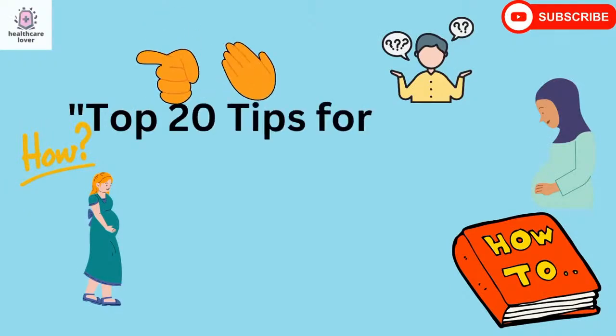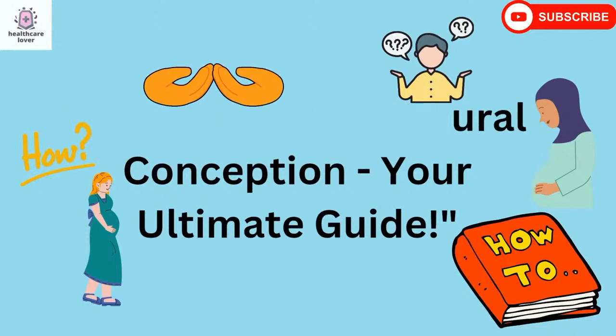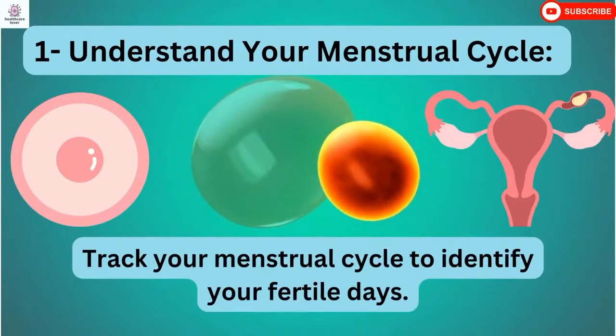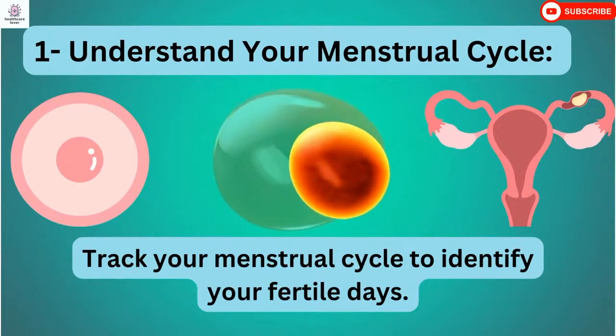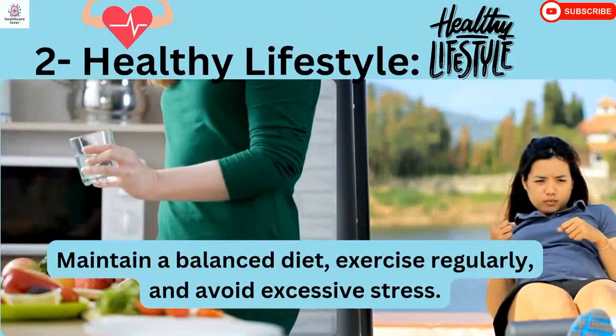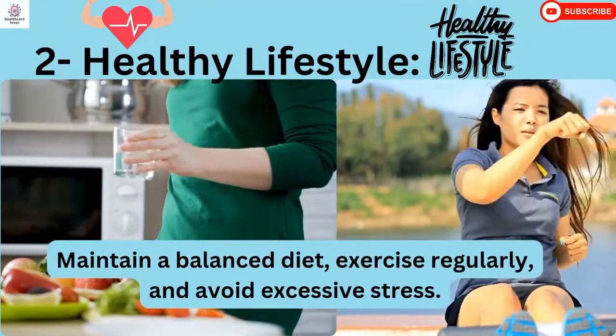Top 20 Tips for Natural Conception, your ultimate guide. 1. Understand your menstrual cycle. Track your menstrual cycle to identify your fertile days. 2. Healthy lifestyle. Maintain a balanced diet, exercise regularly, and avoid excessive stress.